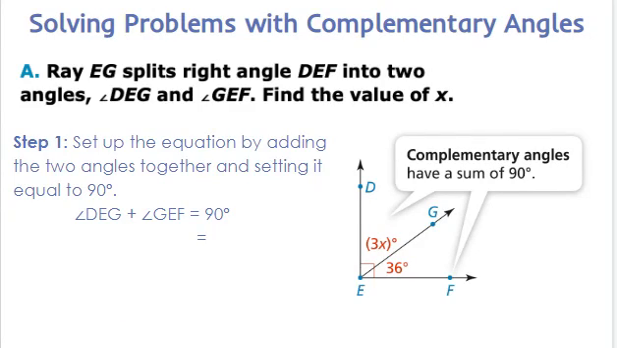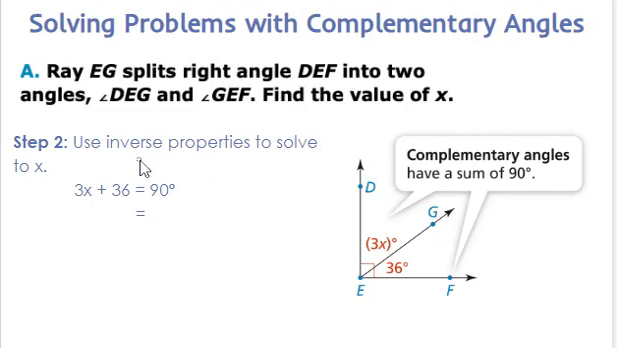Our first step is going to be to set up an equation by adding the two angles together and setting it equal to 90. Again, we can set it equal to 90 because the sum of the two angles is equal to 90, being the definition of complementary angles. We can go ahead and substitute in the values that we know for angle DEG to be 3x into our equation. And we know the measurement of angle GEF to already be 36 degrees. So we can go ahead and substitute that into our equation as well.